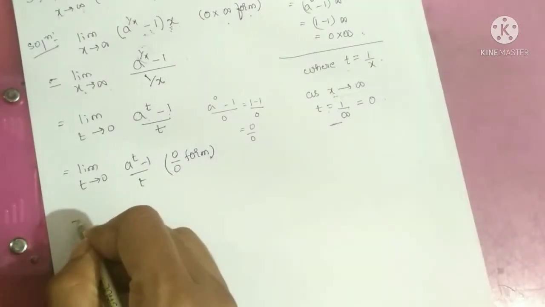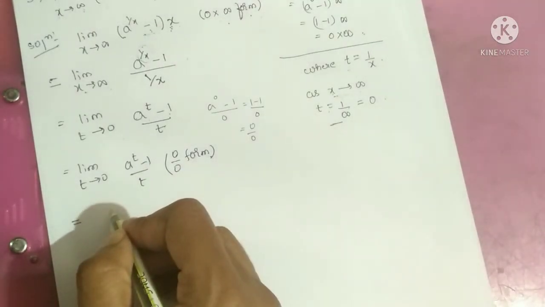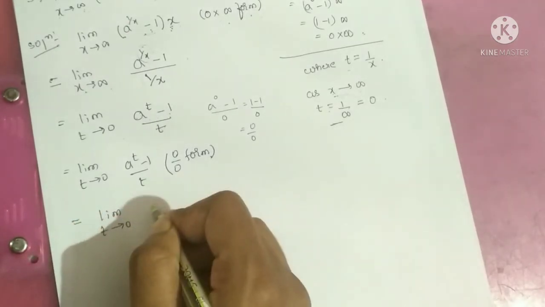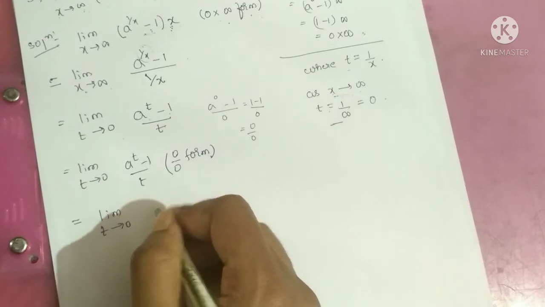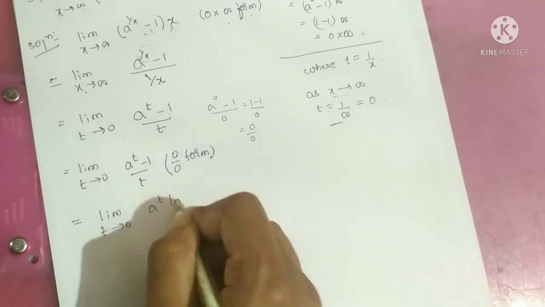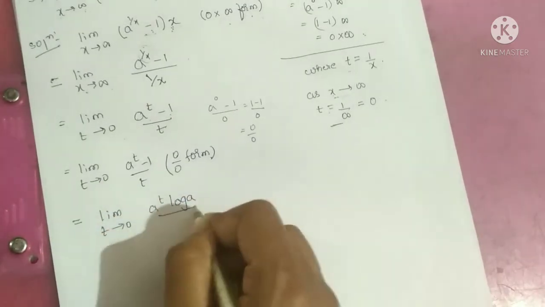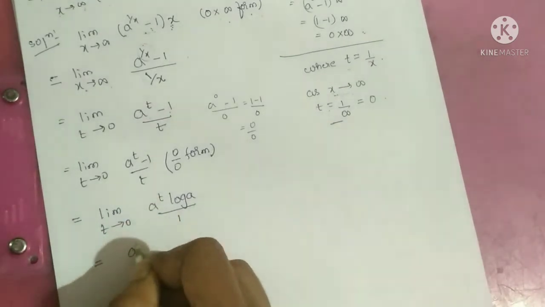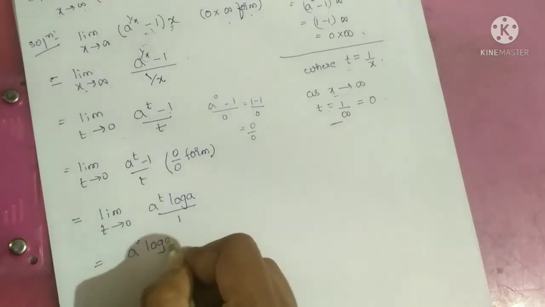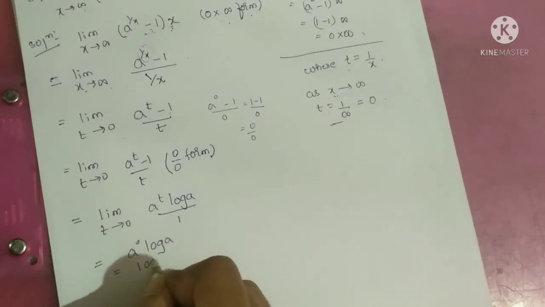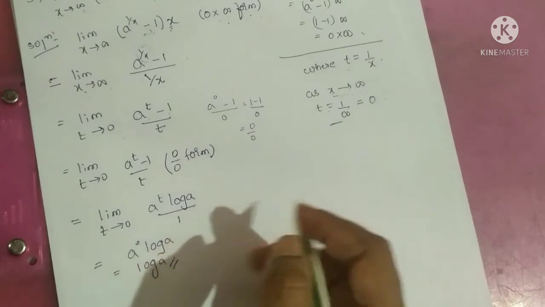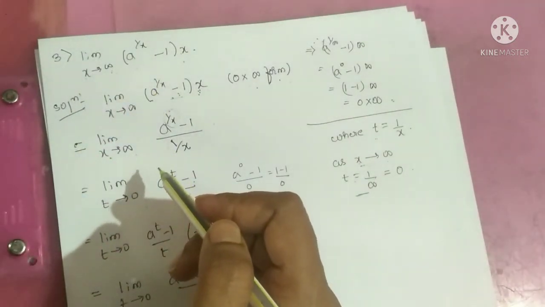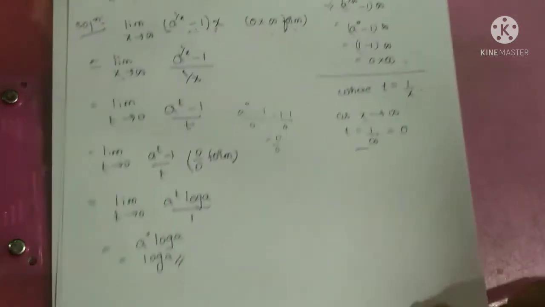So since it is in the 0 by 0 form, you can apply L'Hospital rule. Carry the limit as it is: the differentiation of a power t is a power t into log a, the differentiation of 1 is 0, and the differentiation of t is 1. Substitute the limit: a to the power of 0 into log a, the answer is log a. So limit x tends to infinity of (a to the power of 1 by x minus 1) into x, the answer is log a.